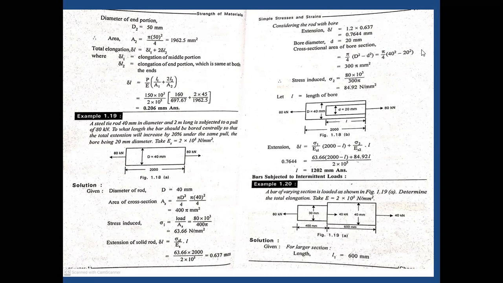This 0.637 has been obtained from here in the previous step. The 1.2 is nothing but the total extension increasing by 20% under the same load. So it has an elongation, an extension of up to 20%. The original extension is X%. While we are applying the load, the extension will be X. If the material has a hole, the actual extension will be 20% of the original.